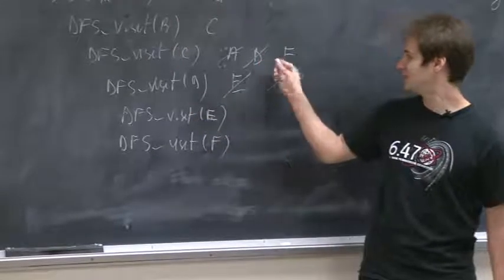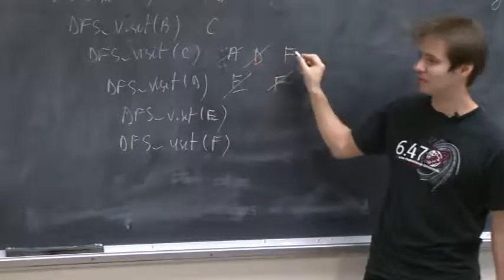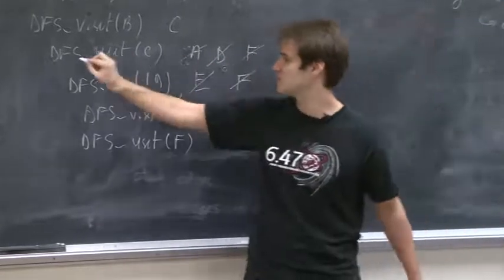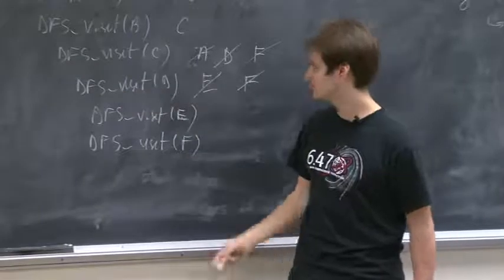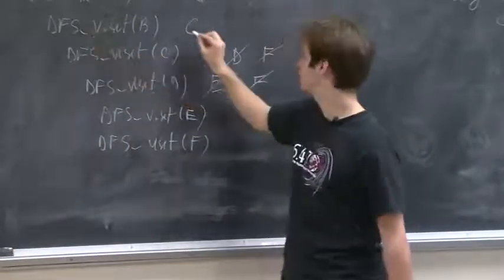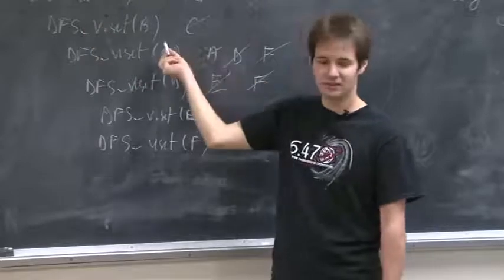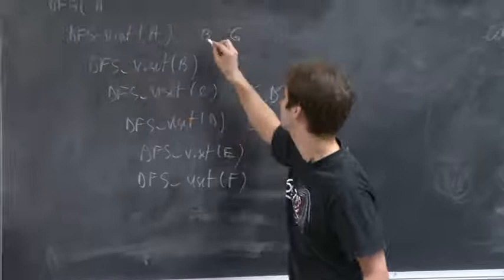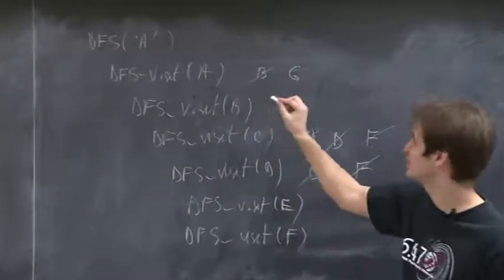We're here. We decided that C to F is a forward edge. F is already in parents, so we're going to return from DFS visit C. We're in DFS visit B. We're done with C. Do we have anything else to do here? So we go up to A. We're done with B, and we look at G.